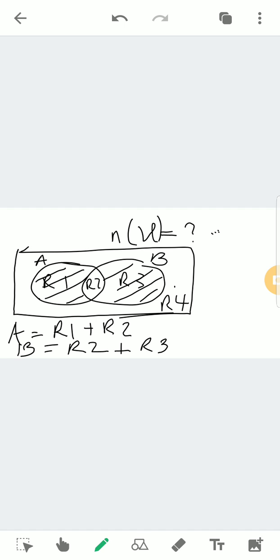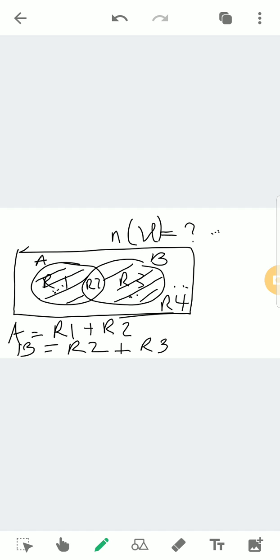Now here, this area that has been shaded is A only, that is region 1. Then the middle part, which is region 2, is both A and B. Then region 3, this side, is for only B. Then region 4 here is for those who didn't take part in any of the activities involving A and B, so they fall outside the regions.